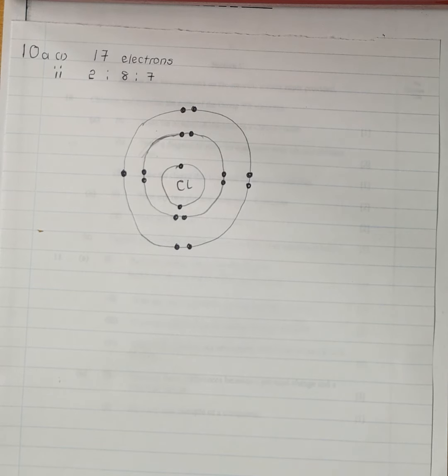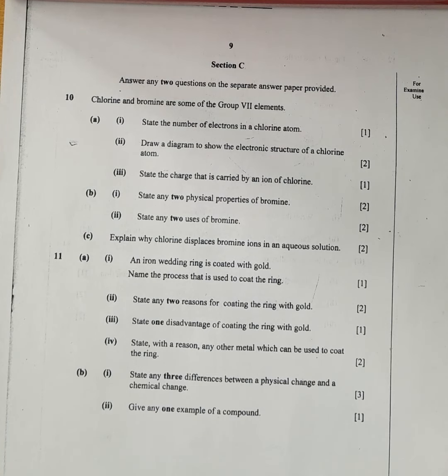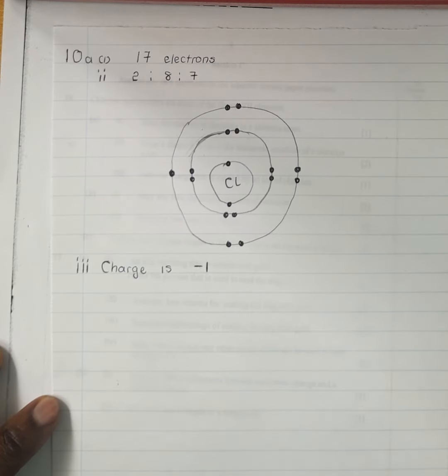And then part 3, we are supposed to state the charge that is carried by an ion of chlorine. It is going to be -1. This is because chlorine is in group 7 of the periodic table, so it requires only 1 electron to attain octet configuration. Those elements that gain electrons in order to attain octet configuration have a negative charge. So we are going to write that the charge is -1.